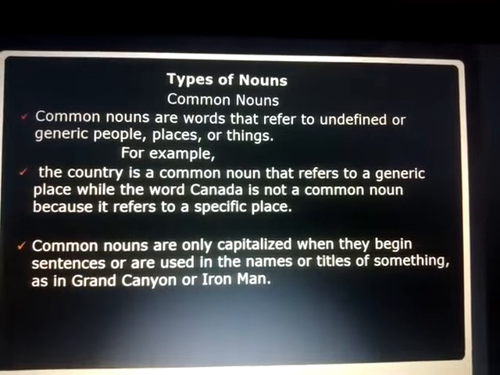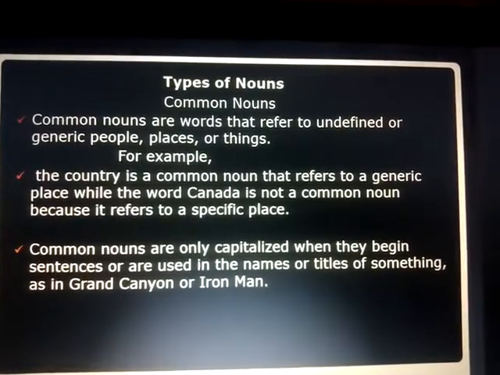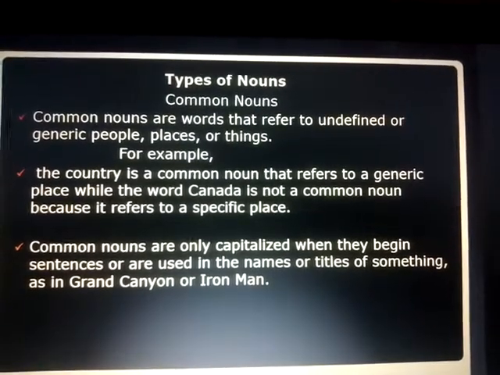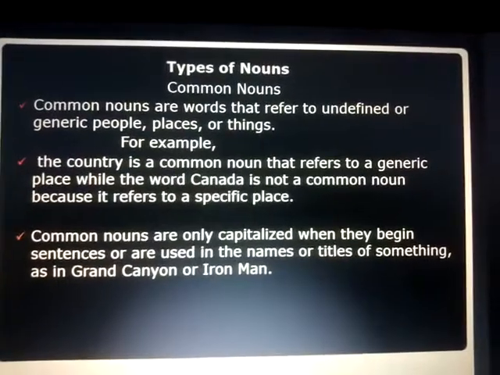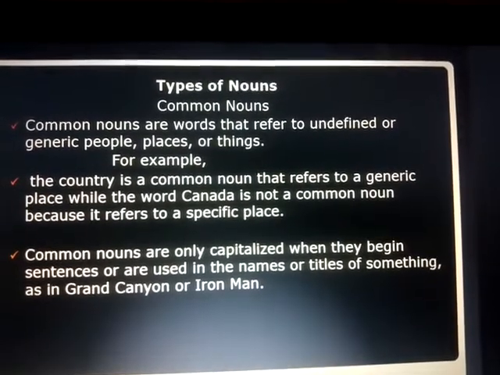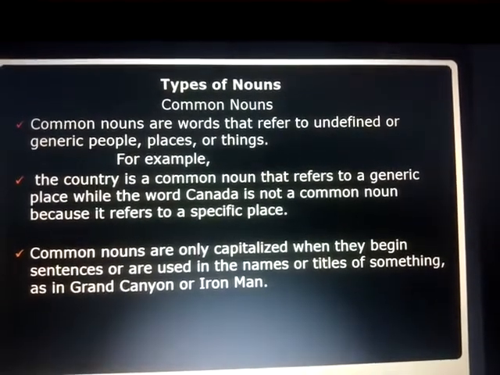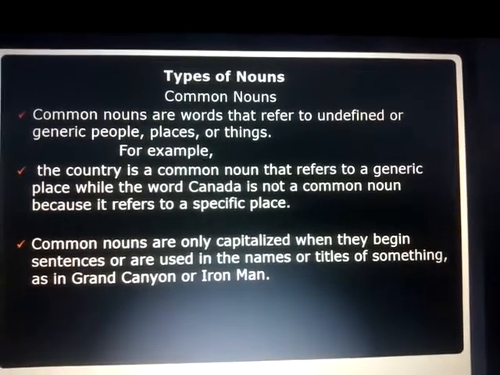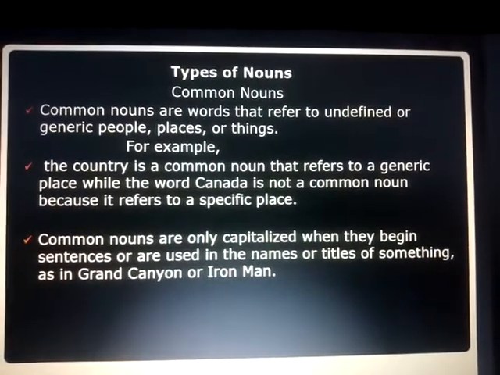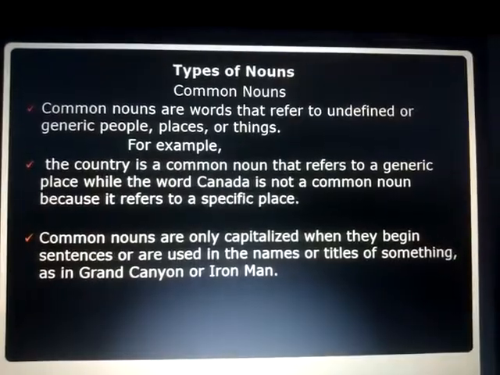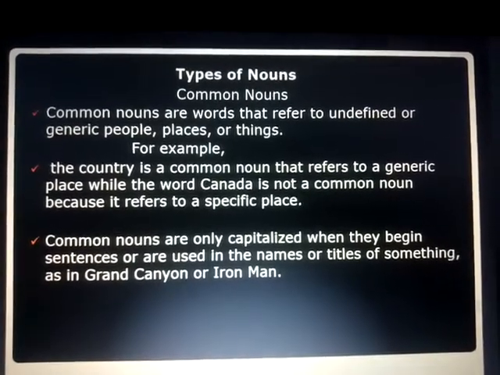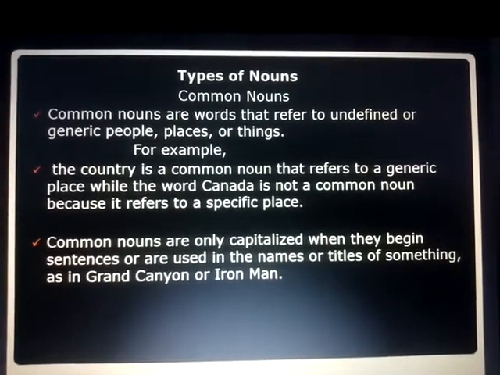Common nouns are only capitalized when they begin sentences or are used in the names or titles of something, as in Grand Canyon or Iron Man.